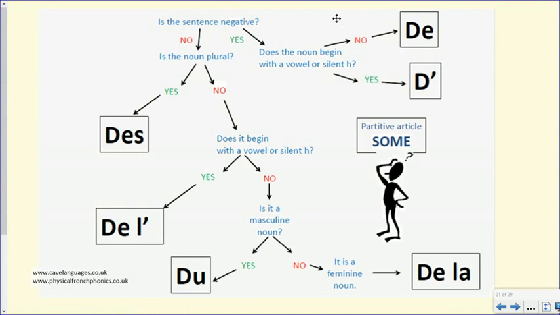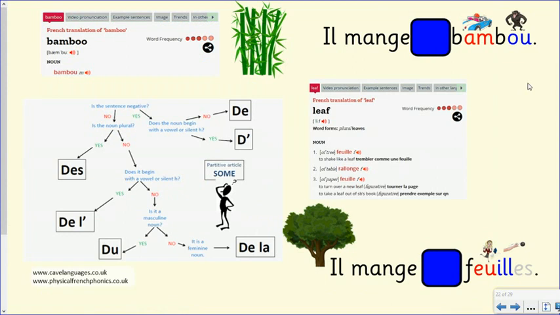This is a little flow chart I've created which might help you to choose the right word for some. Looks a little bit overwhelming. Let's have a look at it in a little bit more detail. So you've found the word for bamboo in the dictionary. It's bambou. Which word for some are you going to put? Remember, in English you won't put it, it eats bamboo, but you need to have the word for some in French. So follow this flow chart.